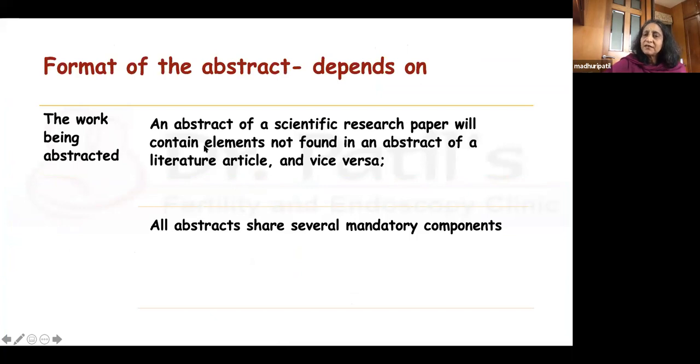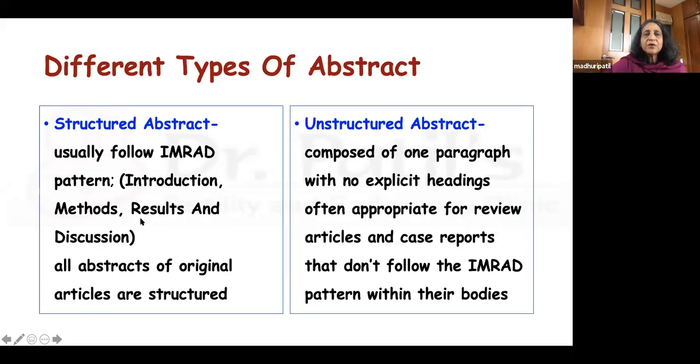So an abstract of a scientific research paper will contain elements not found in an abstract of a literature article and vice versa. And all abstracts share several mandatory components. So you have again two types of abstracts. One is structured and the other is unstructured. So all original papers, then you take your systematic reviews, meta-analyses, all have to be structured.